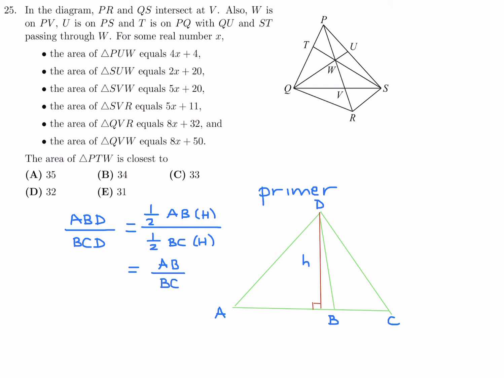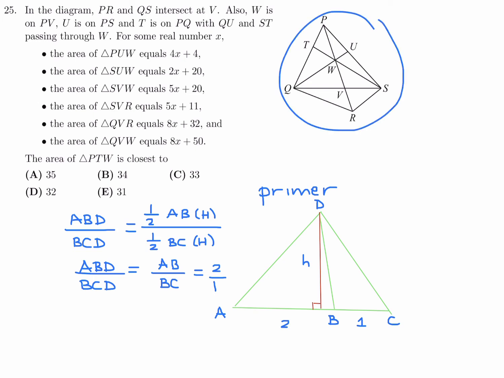So in any kind of situation like that, all we really need to do to figure out the ratio of the areas of the triangles is look at the ratio of the bases, AB over BC. And that's it. If we were told the ratios, like if I was told that AB is equal to 2 and BC is equal to 1, then it becomes even easier, 2 over 1. So that is the primer I wanted you to learn about.